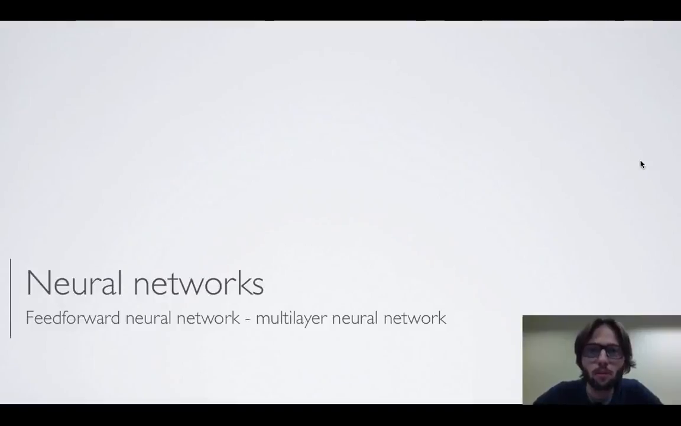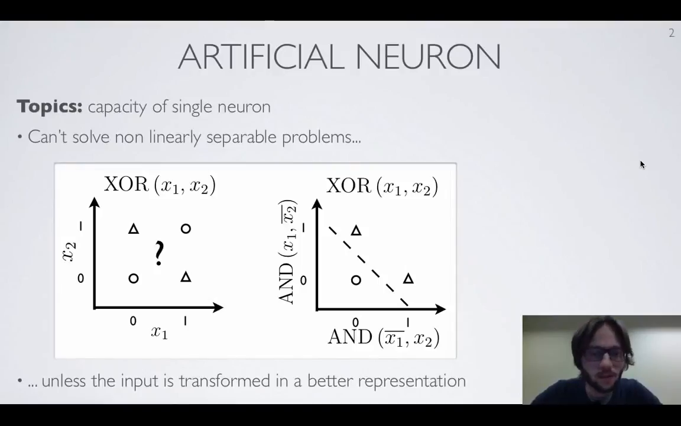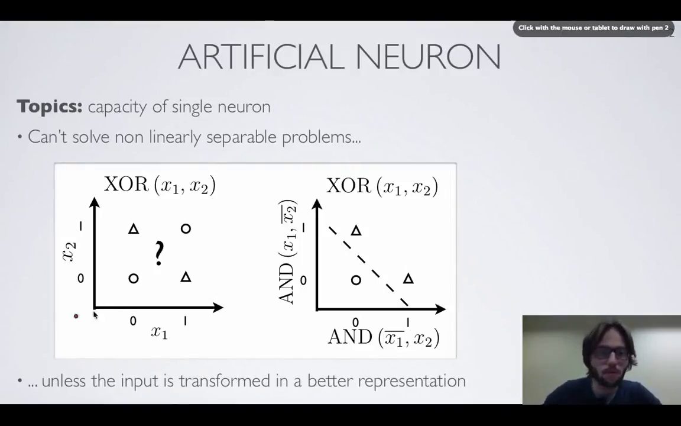In this video, we'll formally introduce the multi-layer neural network. We've seen previously that there are certain problems that a single artificial neuron cannot model well because it's a problem which is, say, in a classification setting that is not linearly separable.